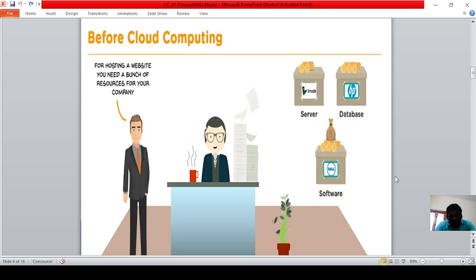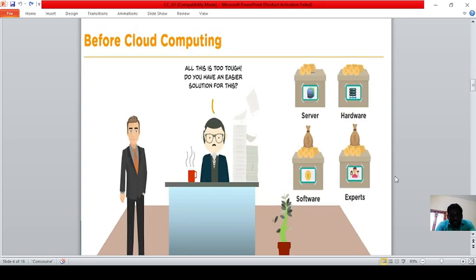This is a diagram. Just analyze: if you want to develop an application and post it onto websites, you need some resources. So what are the resources? You need a server and database, and then software, and also expert team members. Then only can you develop your applications and post them onto worldwide websites.